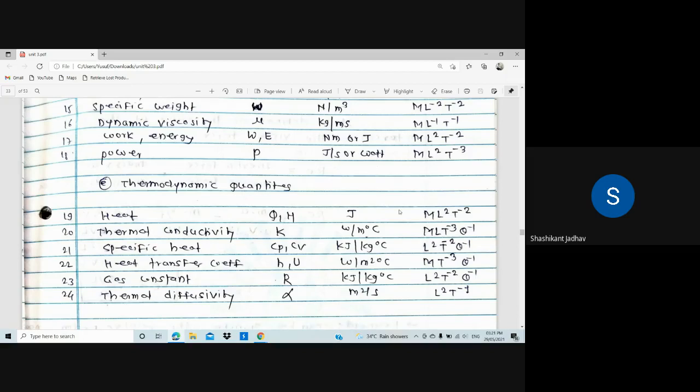Then gas constant R. Unit is kilojoule per kg degree Celsius, and dimension is L square T raised to minus 2 theta raised to minus 1. Then thermal diffusivity alpha, symbol is alpha. Unit is meter square per second. Dimension is L square T raised to minus 1.